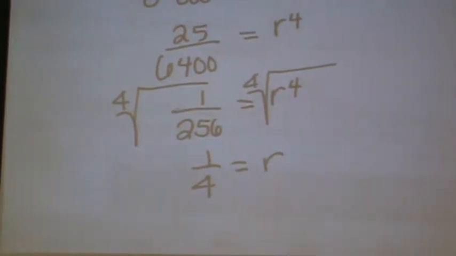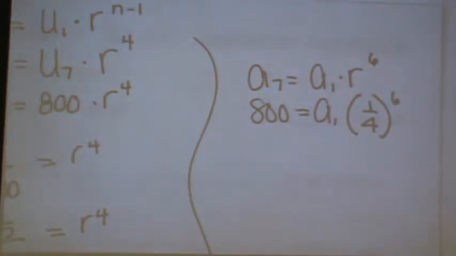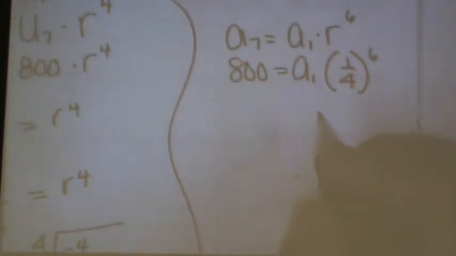So now, we need the first term. So we go back to this formula. Now I'm going to use A sub 7. That's the smaller one. And then A sub 1 times R to the what power? 6. Because 7 minus 1 is 6. Well, I know U sub 7 is 800. I don't know what this A1 is, that's what I need for the formula, but I do know R is 1/4. I'm going to raise that to the 6th power. You get 1 over 4,096.